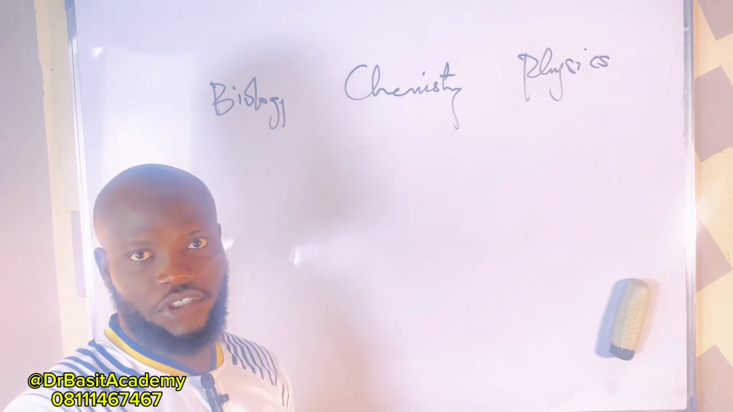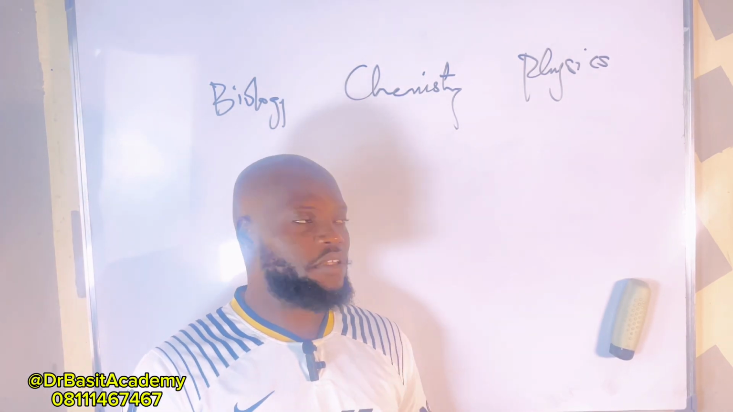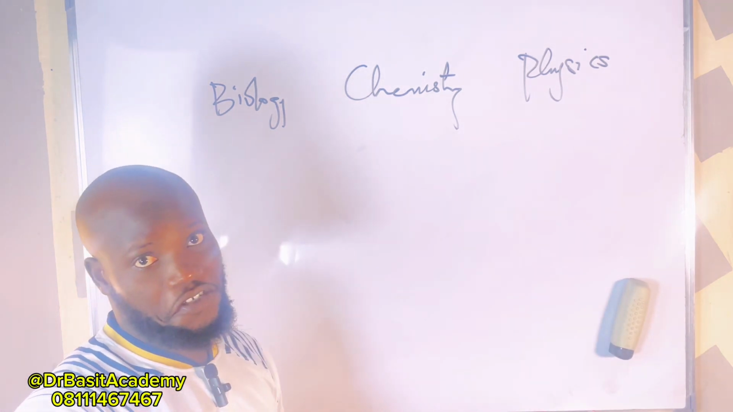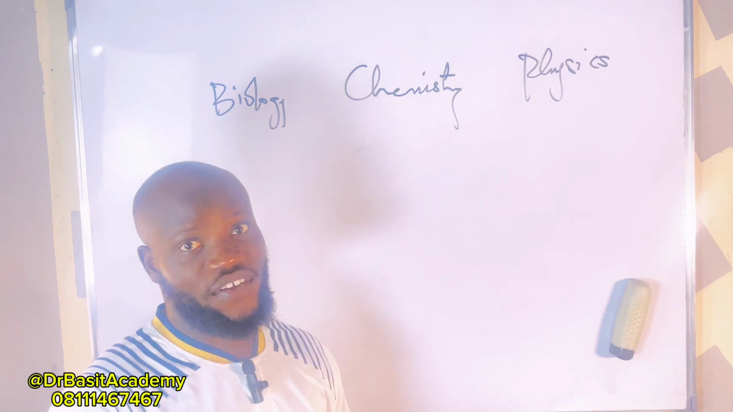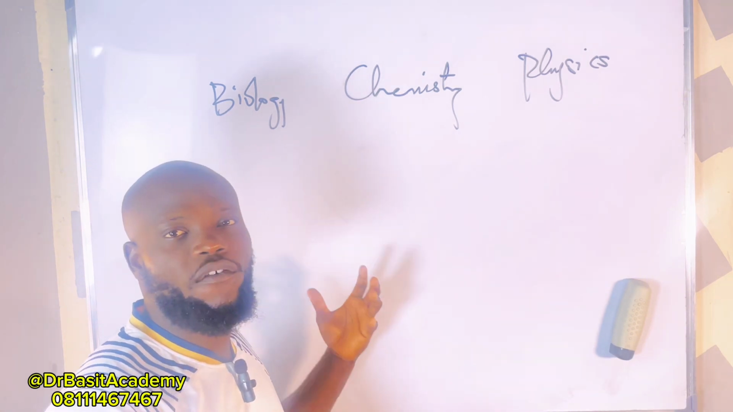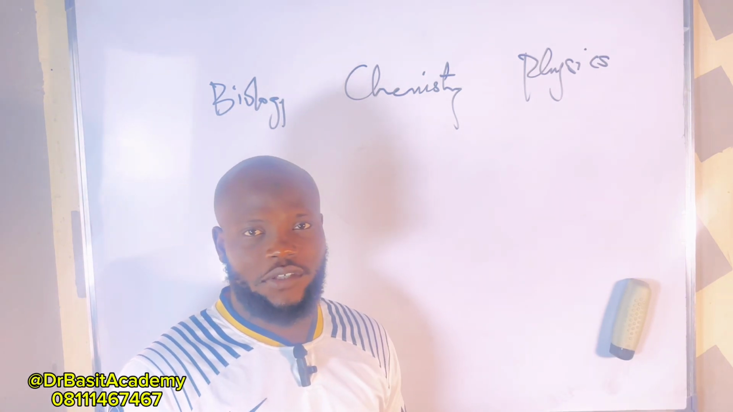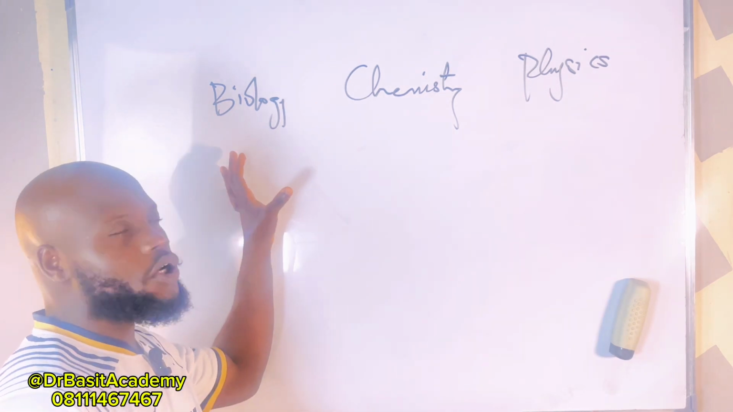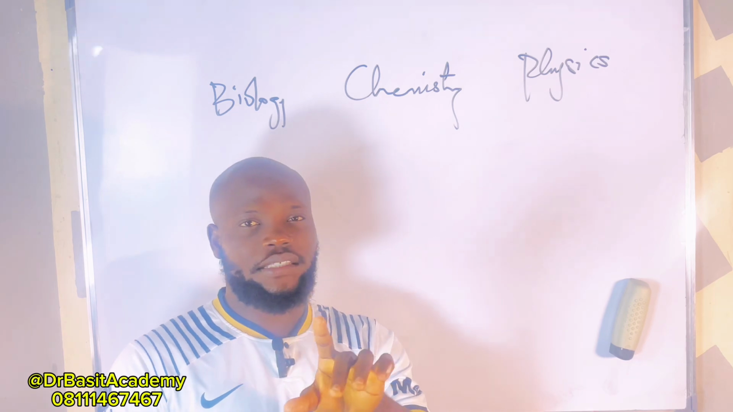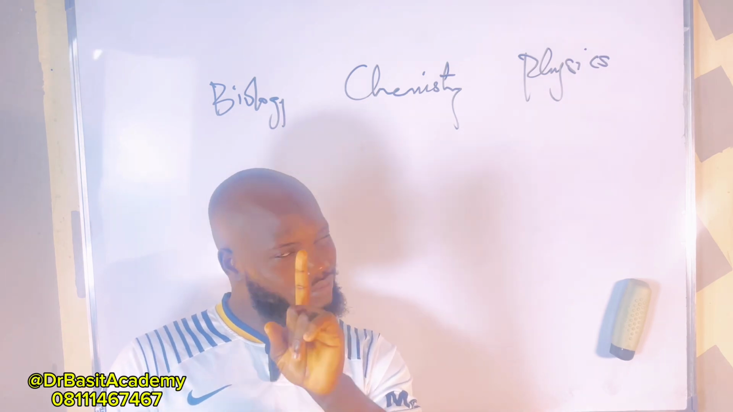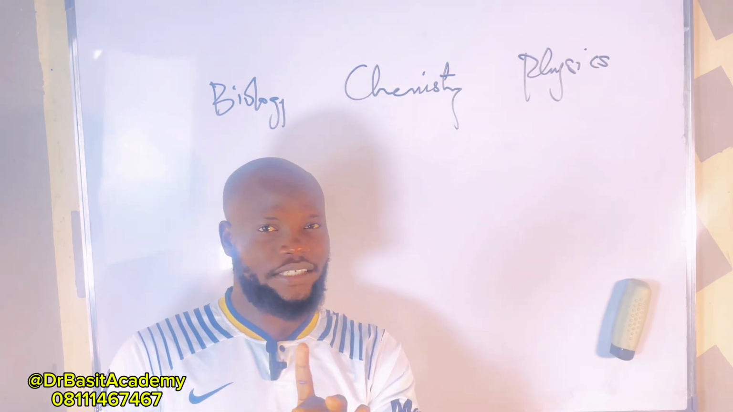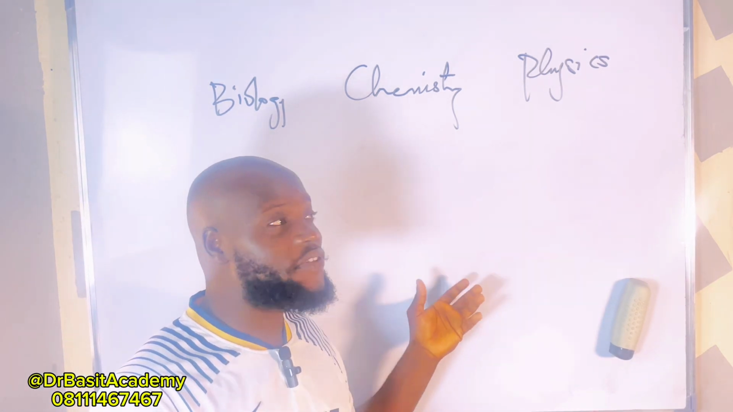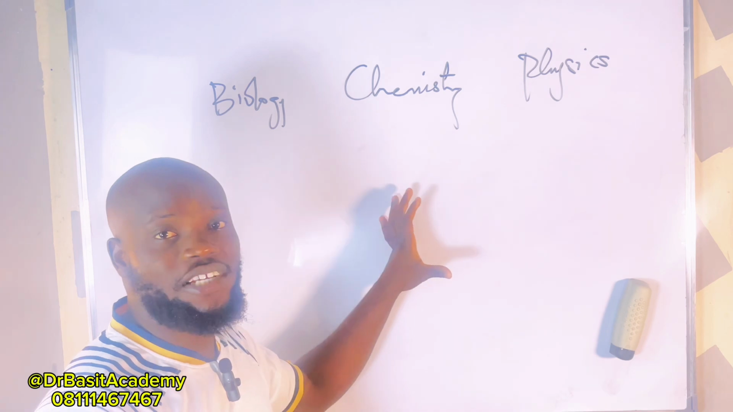Now, what is biology? I'm very sure they must have taught you in secondary school. Biology is the study of life, or the study of living organisms, or the study of plants and animals. Please take note of this. Biology is the study of plants and animals is not correct, because biology is beyond plants and animals.